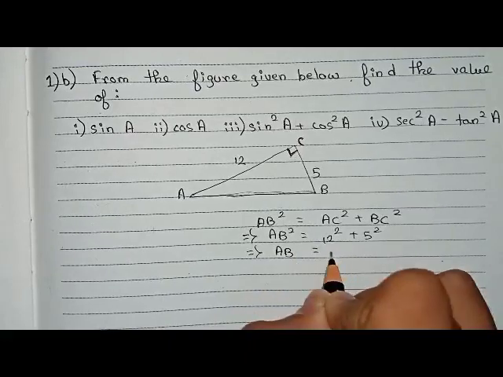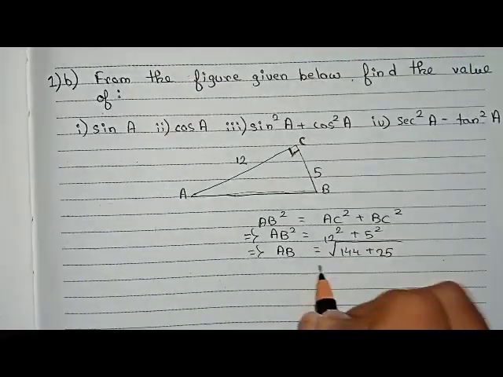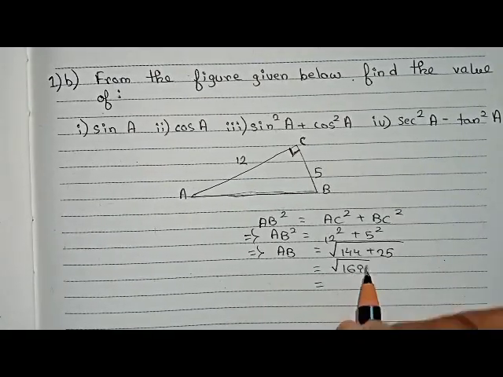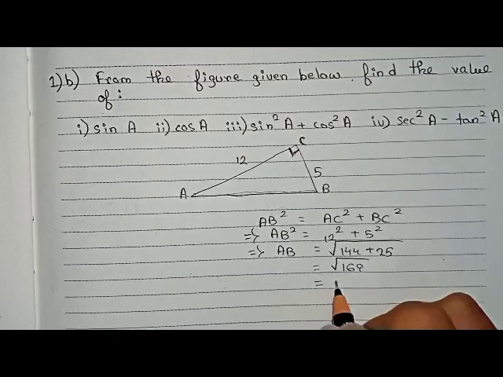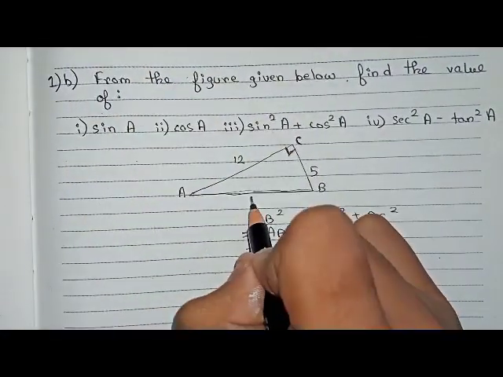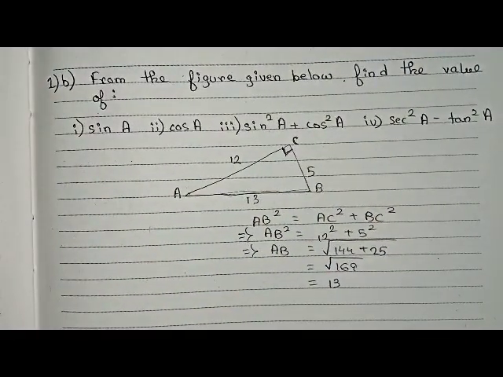So AB is equal to root over 144 plus 25, which becomes root over 169, and the value will be 13. So therefore AB is 13. So therefore this side is 13. Now you can easily find out the trigonometrical ratios.